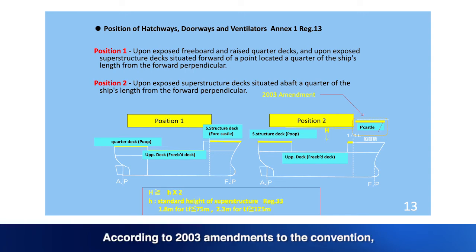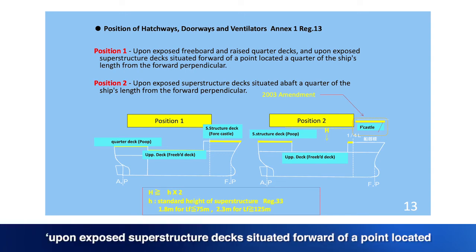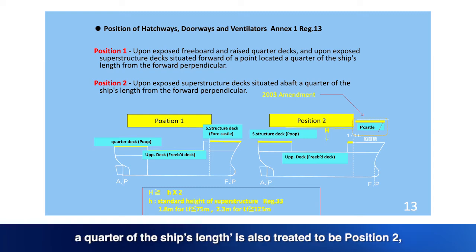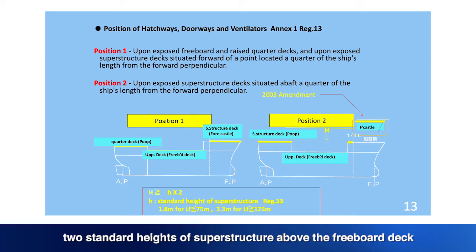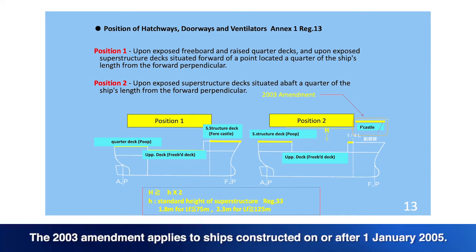According to 2003 amendments to the Convention, upon exposed superstructure decks situated forward of a point located a quarter of the ship's length is also treated to be position 2, in case exposed superstructure decks are located at least 2 standard heights of superstructure above the freeboard deck. The 2003 amendment applies to ships constructed on or after 1 January 2005.